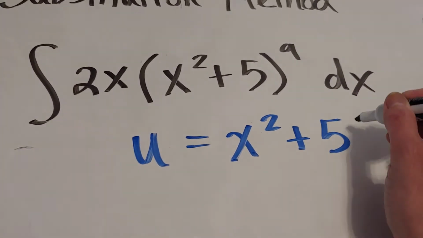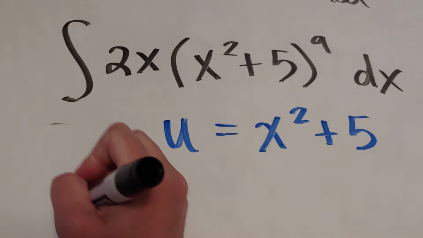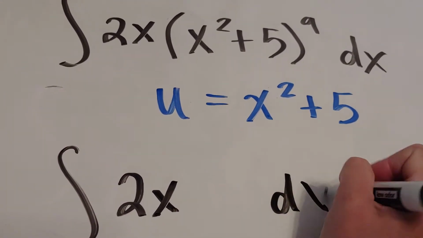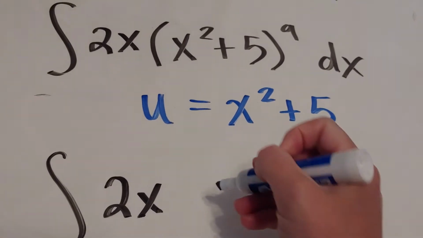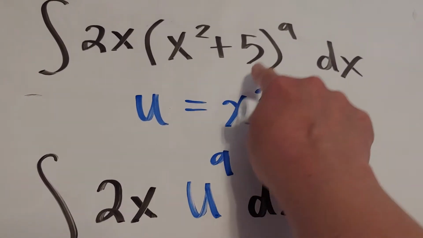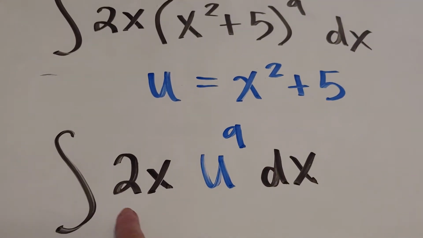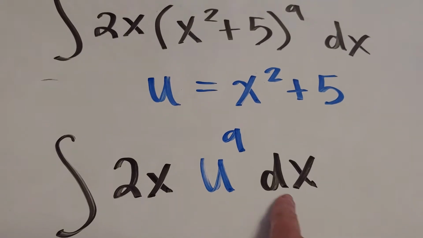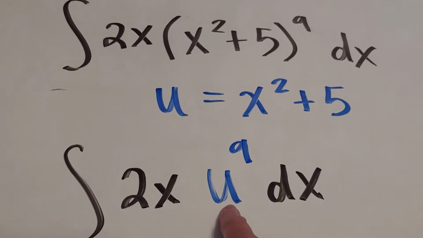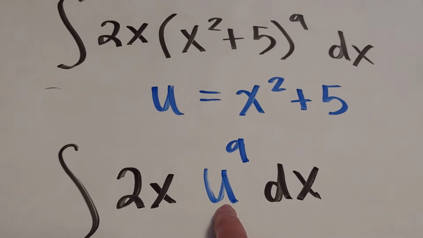What's going to happen is this is going to take the place of this. So what I have is 2x and a dx still left behind, but that middle stuff changed to a u to the 9th. So this is all u to the 9th. Well, I'm not done translating. Right now it's like I have half French, half Spanish. I need it all in one language, and the language I'm trying to go to is u.